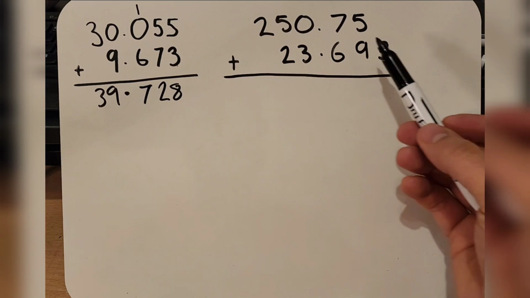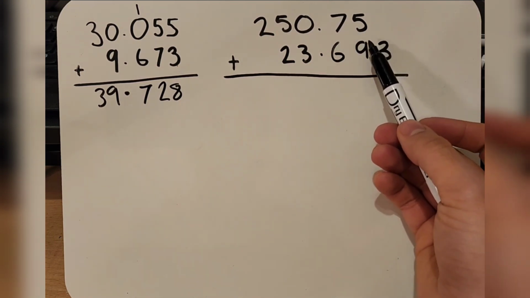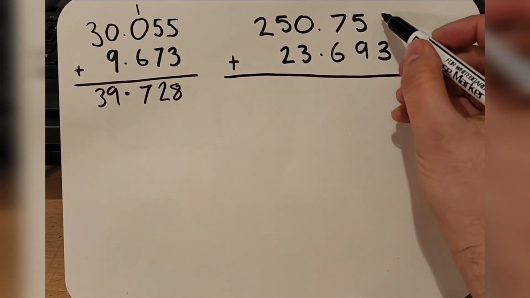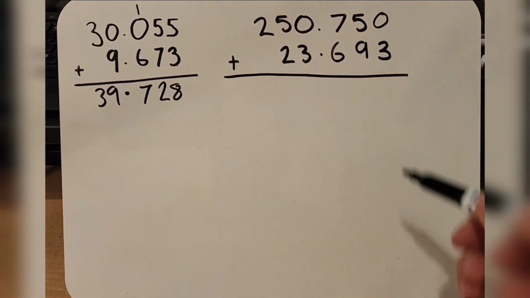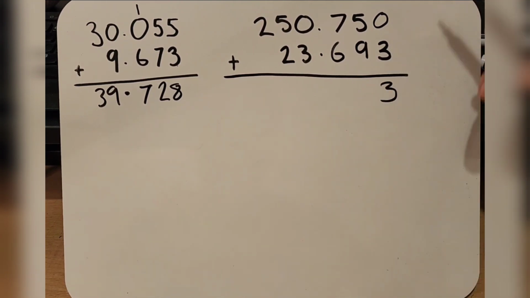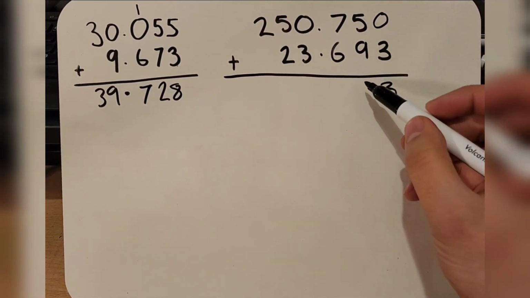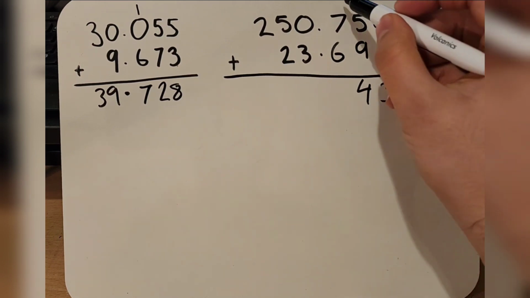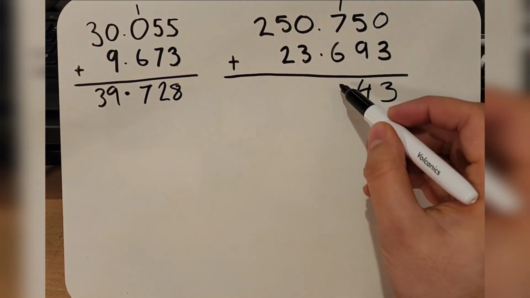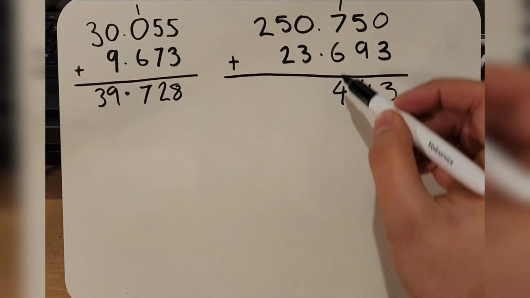Here we only have 2 decimal places for 250.75. So we want to go ahead and put that 0 in there. Just helps bring some structure. 5 and 9 is 14. So I'd make that 7 and 7, which is 14 as well.